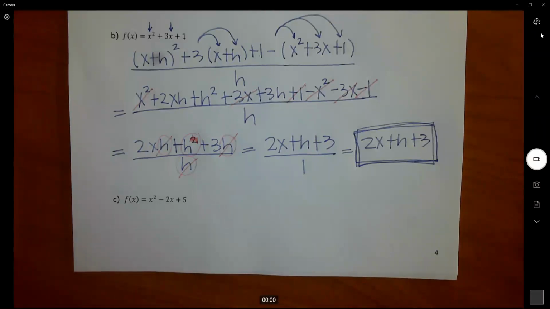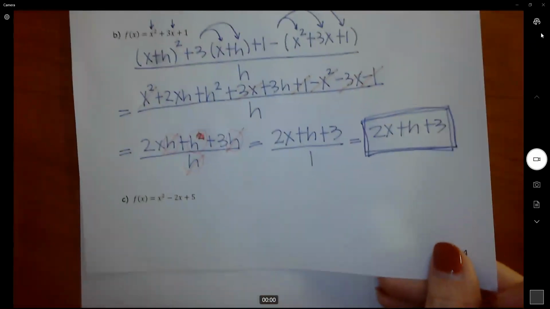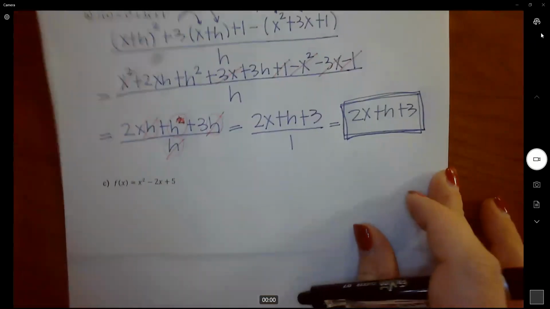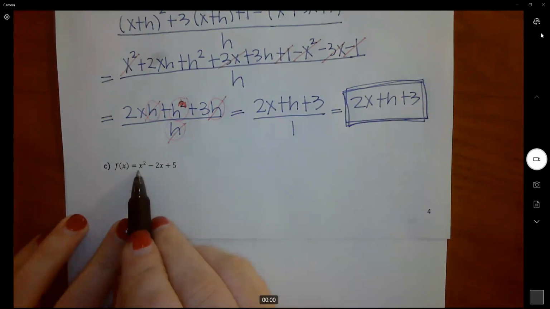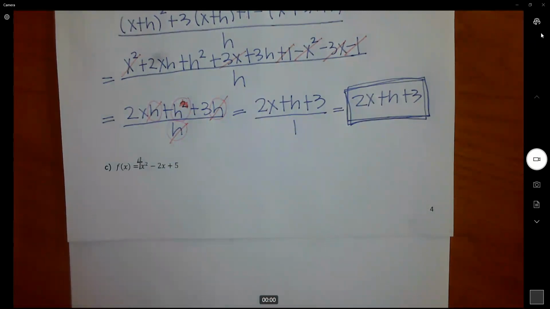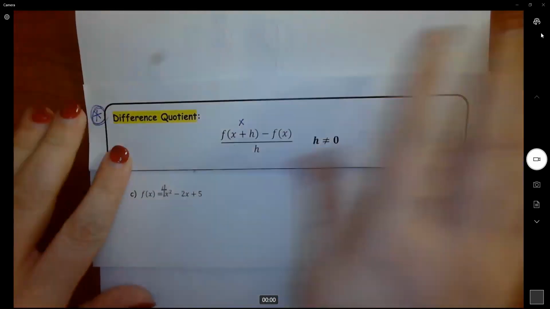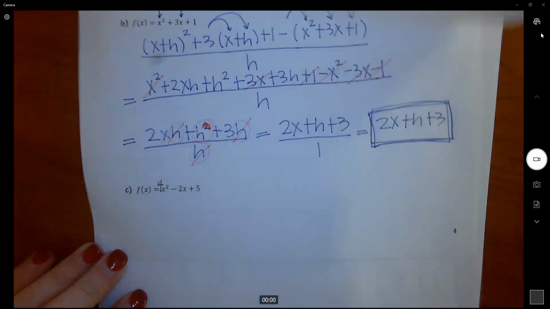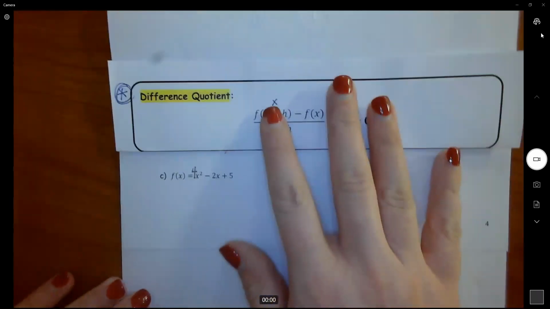Let's try one more example. And I am going to make this one a little bit harder. And I'm going to do that by adding in a 4 right here. I want this to be 4x squared and then minus 2x plus 5. So I'm adding in a 4 to the original problem. I'm going to fold my sheet down so that we can see our formula from the top. And now let's go to work.